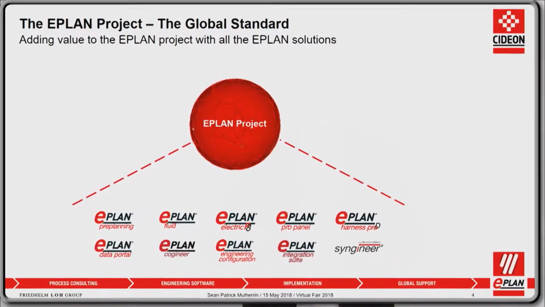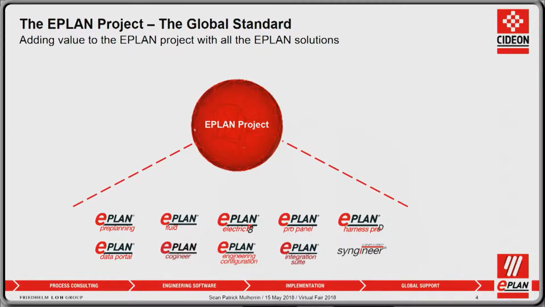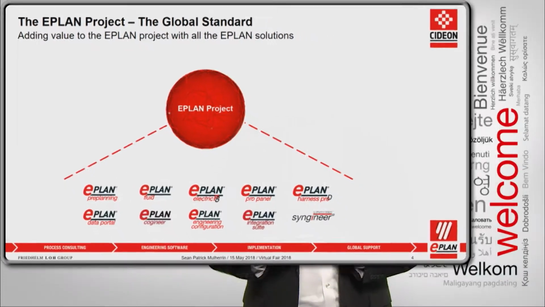EPLAN Cogineer, a front-end configuration tool that integrates directly in the platform and allows users to click on certain options and generate the projects automatically, creating the EPLAN project a lot faster with fewer errors and therefore higher quality. EPLAN Integration Suite. Take your EPLAN project and the data within that project and integrate that EPLAN project within your environment.